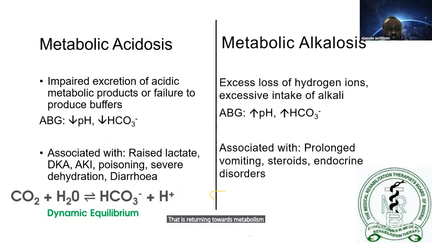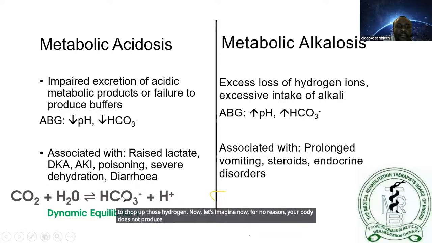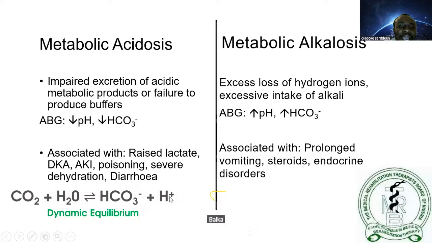Another reason: if you've got plenty of hydrogen, ideally we should have this bicarb here to mop them up. They should be available to chop up that hydrogen. Now let's imagine that, for no reason, your body does not produce enough bicarb, or you have used up all the bicarb you've got here. You're going to have high hydrogen, if that makes sense to you.